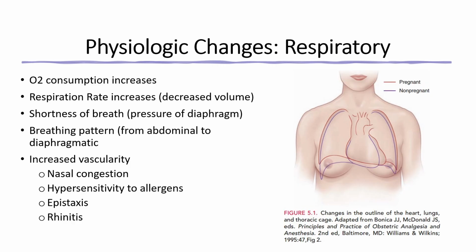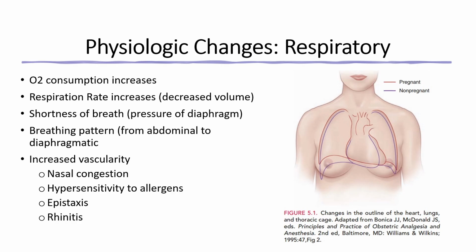Physiological changes in the respiratory system. We had talked about how, as the fetus is growing in utero, the uterus is growing, and everything's being pushed up into the diaphragm. This definitely does affect the respiratory system. As you can see, it increases the O2 consumption rate. Patients may be breathing a lot faster because of the decreased volume and the expansion of the respiratory system. They may experience some shortness of breath because of the pressure on the diaphragm.